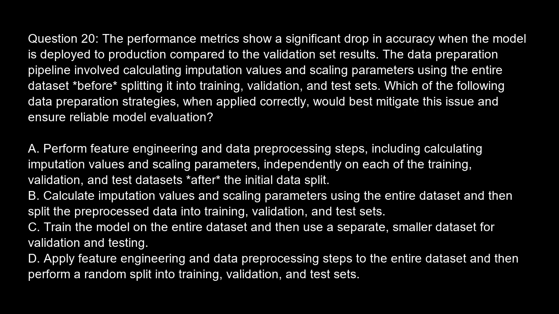Option A. Perform feature engineering and data preprocessing steps, including calculating imputation values and scaling parameters, independently on each of the training, validation, and test datasets *after* the initial data split. Option B. Calculate imputation values and scaling parameters using the entire dataset and then split the preprocessed data into training, validation, and test sets. Option C. Train the model on the entire dataset and then use a separate, smaller dataset for validation and testing. Option D. Apply feature engineering and data preprocessing steps to the entire dataset and then perform a random split into training, validation, and test sets.